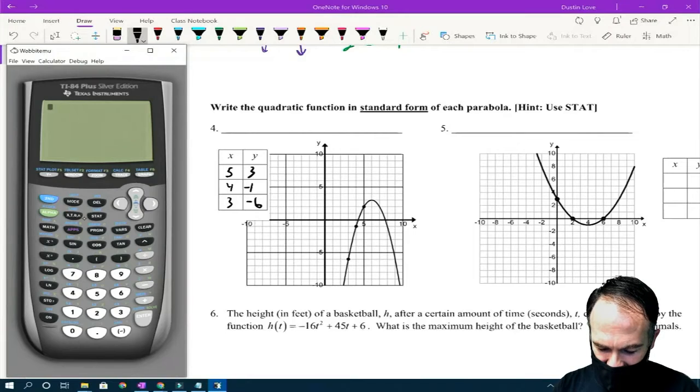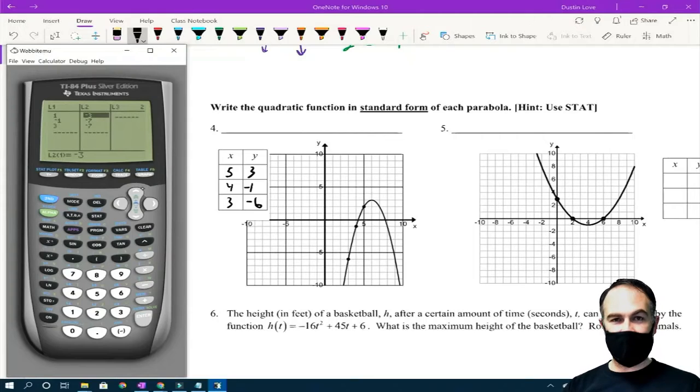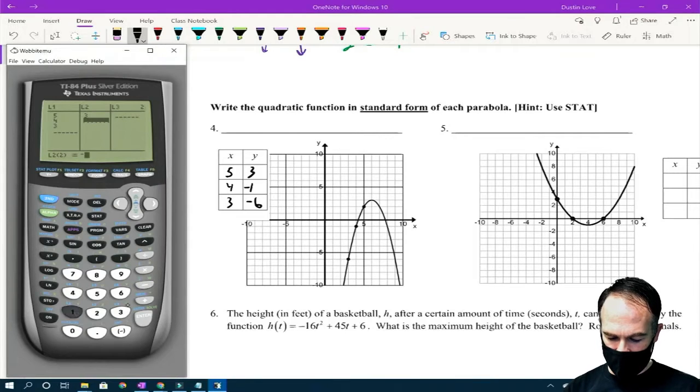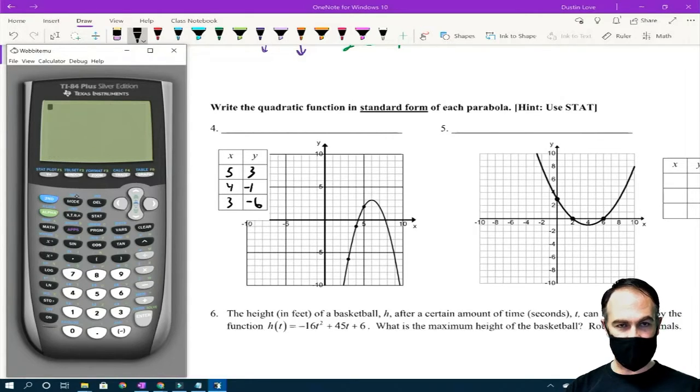Now remember, we go to Stat, then Enter on Edit. If you have anything in this list, you're going to press Up and then Clear, Enter. Go over to L1, Up, Clear, Enter. Now type in all of your X values, 5, 4, 3. Type in your Y values, 3, negative 1, 6. We're going to go back to the home screen, second quit or second mode.